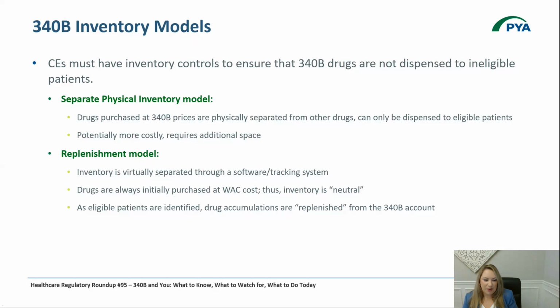340B inventory models. I told you I was going to go quickly through the basics, so that's exactly what we're going to do. Generally speaking, most covered entities have a replenishment model when it comes to 340B. There are some caveats to that. We do see a separate physical inventory model, sometimes with our smaller clinic clients, grantees. Sometimes we will even see that in areas where 340B eligibility is almost guaranteed.